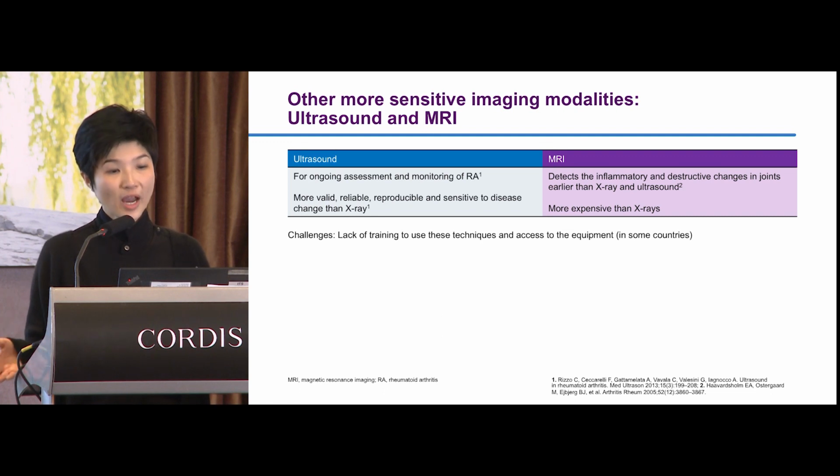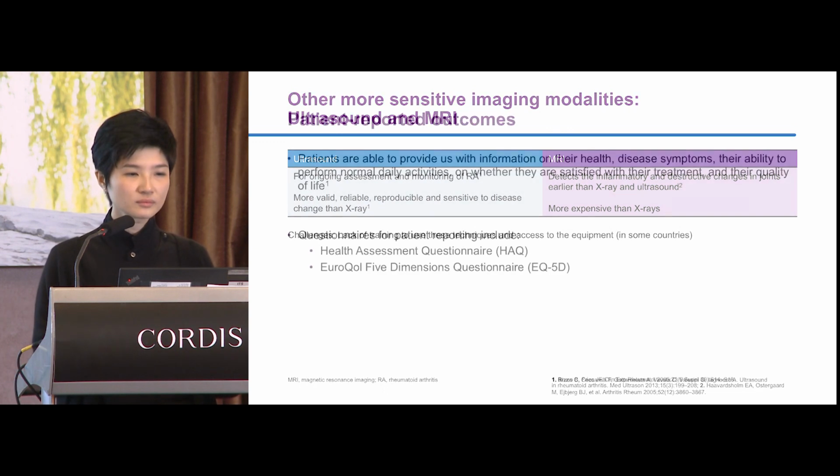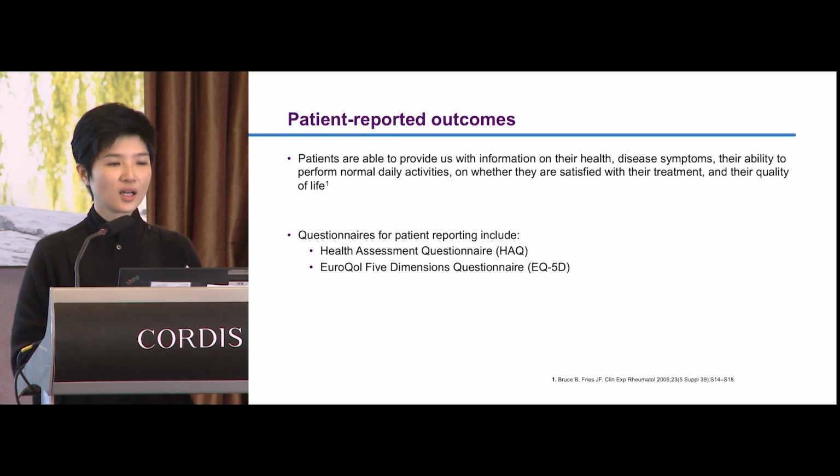So for MRI, it can detect the inflammatory and destructive changes in joints earlier than X-ray and ultrasound. But the limitation is that MRI is more expensive than X-ray and ultrasound. So we come to patient-reported outcomes.